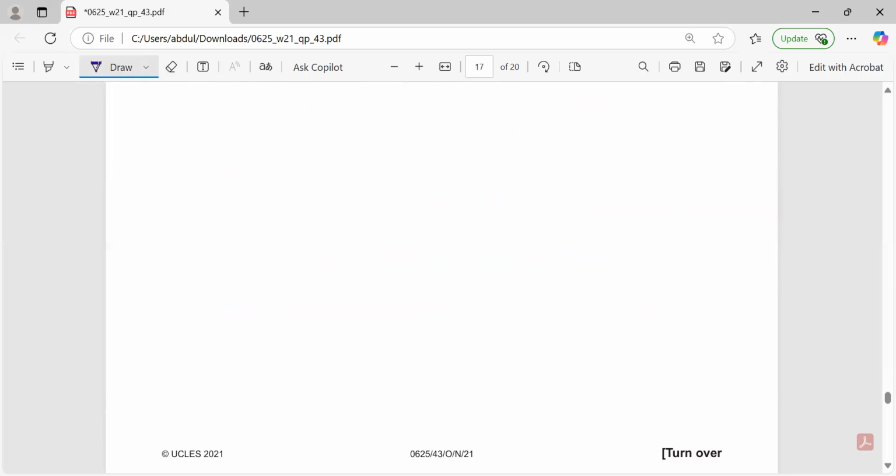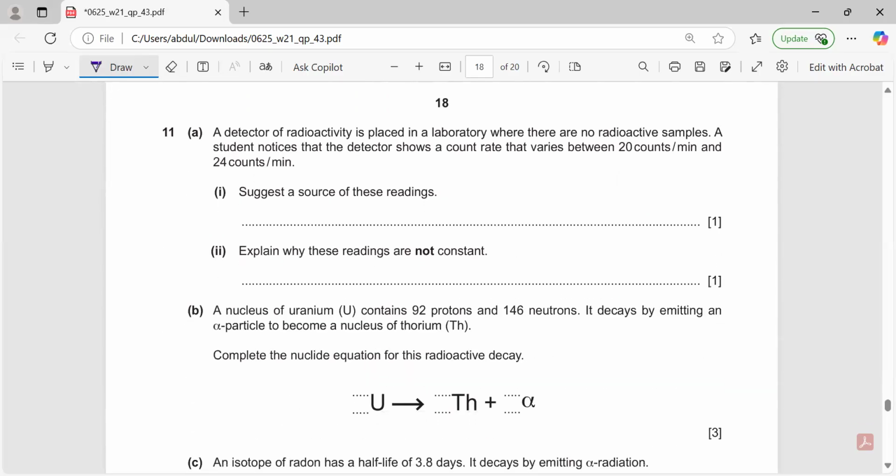Okay, my dear friends. Next question is now on nuclear physics. A detector of radioactivity is placed in a laboratory where there are no radioactive samples. A student notices that the detector shows a count rate that varies between 20 counts per minute and 24 counts per minute. So no radioactive samples are there, and these values are not very high. So this all leads towards background radiations. Suggest a source for these readings.